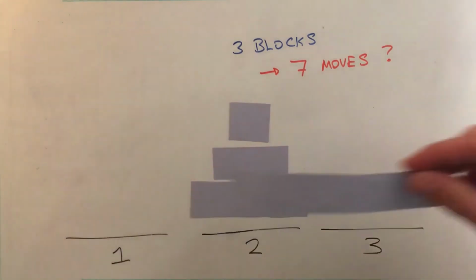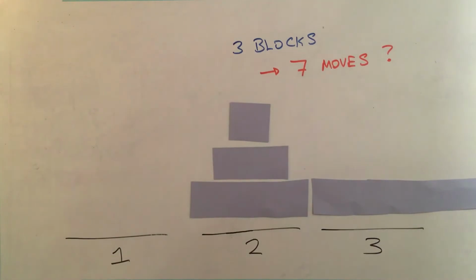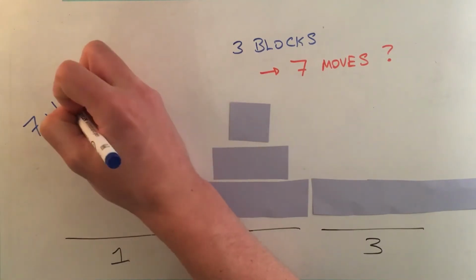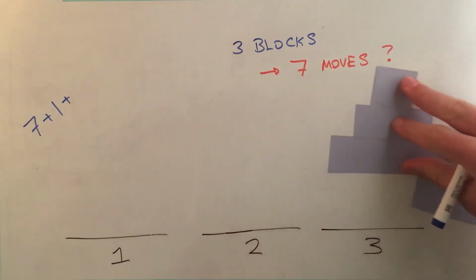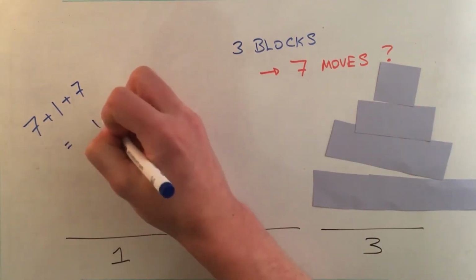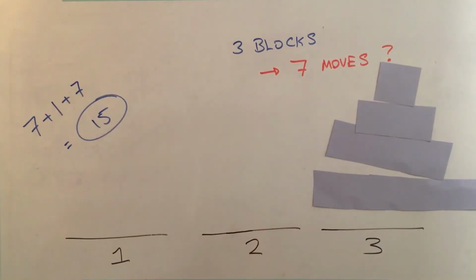To complete the puzzle, we move the fourth block, and that puts us at 8 moves, or 7 moves to move the smallest 3 blocks, plus 1 move to move the largest block. Finally, it takes 7 moves to put the 3 smallest blocks back on top of the largest block, which gives us a total of 15 moves.